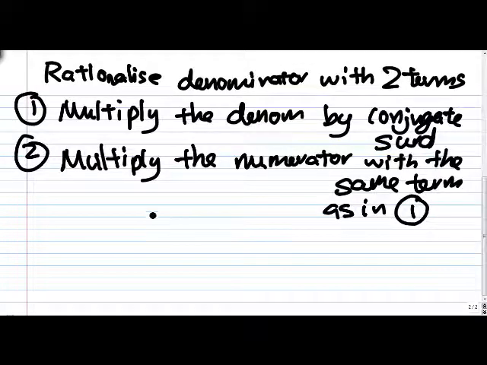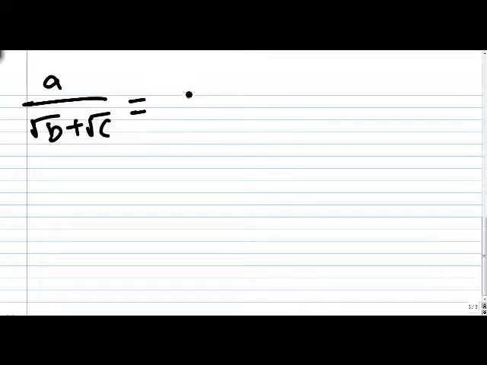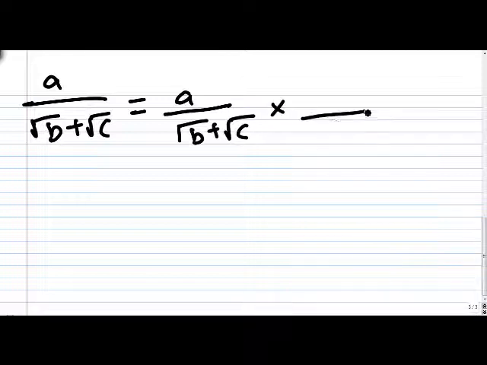So if you have a over root b plus root c, if I were to rationalize this, you can write it as a over root b plus root c. By conjugate surd, I mean root b minus root c. You notice the sign here, the denominator is plus, and hence it's minus here. And then the numerator you multiply by the same term.